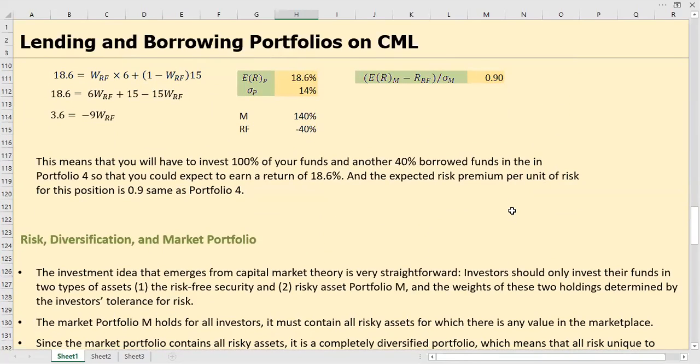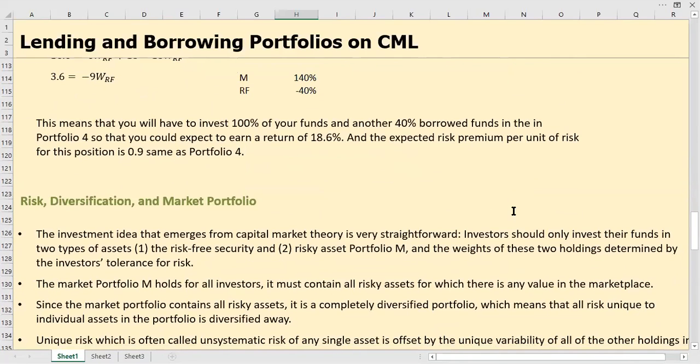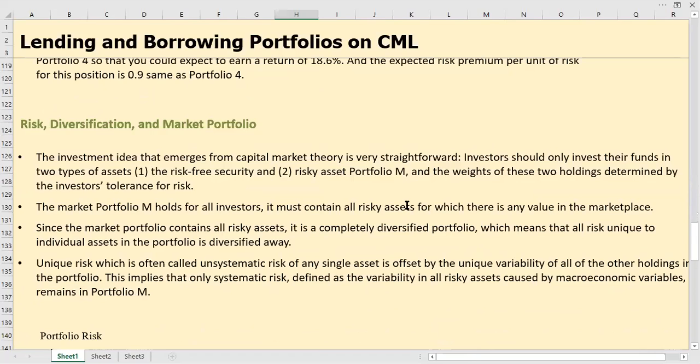Okay. Now I am coming back to discuss risk diversification and the market portfolio theory. So this is actually like a summary, right? The investment idea that we discuss in the capital market theory is very straightforward, because why? We have only two types of assets: risk-free assets and risky assets.